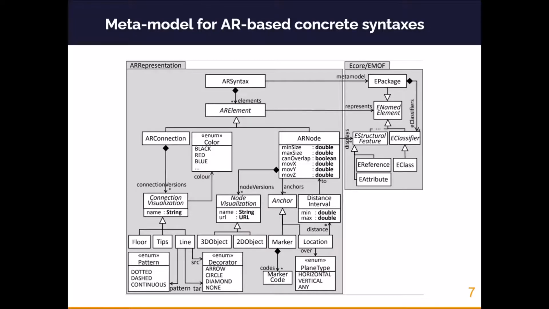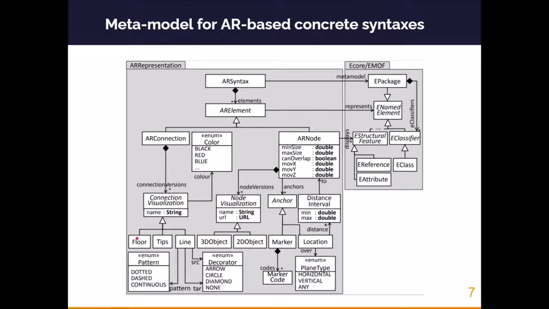Here is the Metamodel for AR-based concrete syntaxes that we have implemented. A Metamodel is another word for DSL, basically. In this Metamodel, we said that we have an AR node, which will have a 3D or 2D representation. This AR node will be anchored, so it will be placed at some location, either by an actual location or using a marker like a barcode or QR code. And this AR node can have AR connections between them.